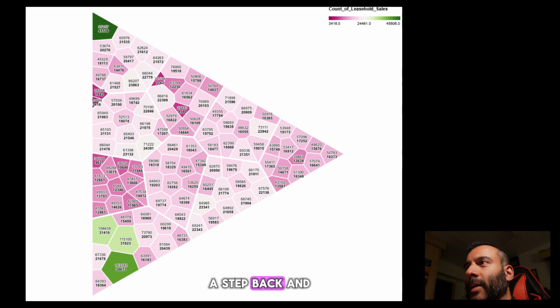Now if we take a step back and look at the overall pattern, then we can see that leasehold is not evenly spread. It's not even close. Instead it's highly clustered. You get certain pockets where leasehold transactions are very dense and large areas where they're relatively limited. This tells us something fundamental about the UK property market in 2024. Leasehold is location dependent and not universal.